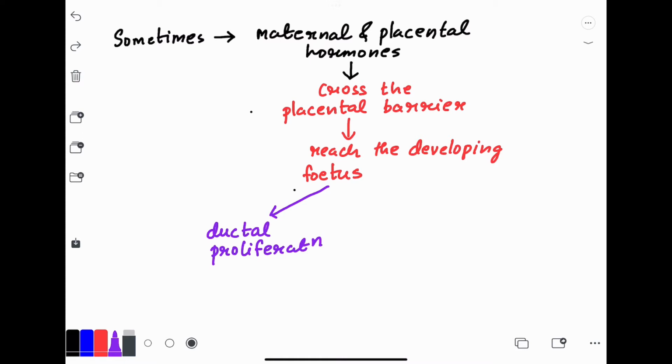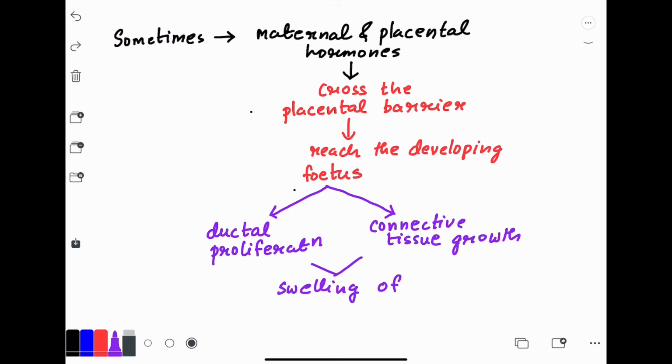There are several stages of breast maturation. Maybe I'll discuss it in another video. And also the connective tissue surrounding the ducts proliferates. Overall, this proliferation leads to the swelling of our mammary gland, right? The swelling of the mammary gland usually happens in the first week of life, okay?